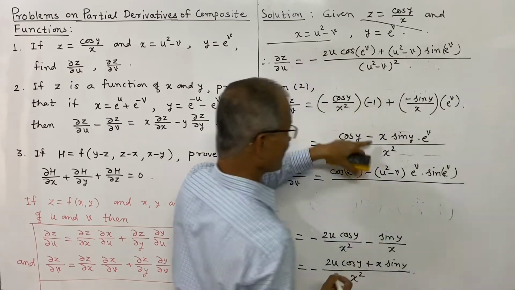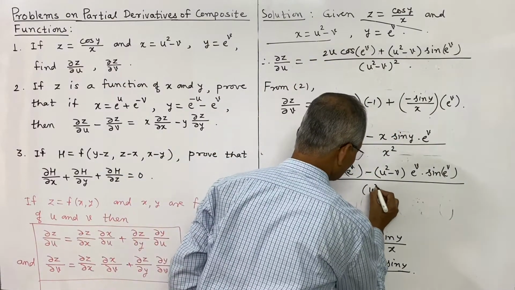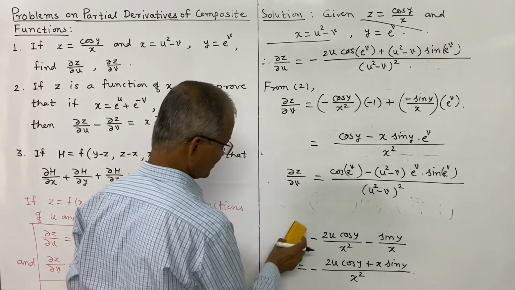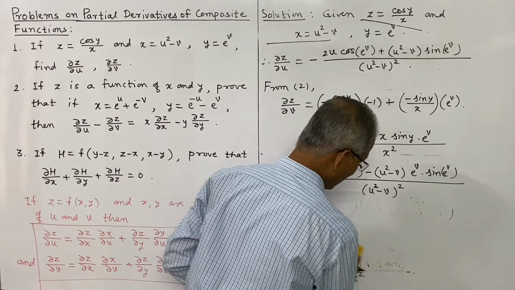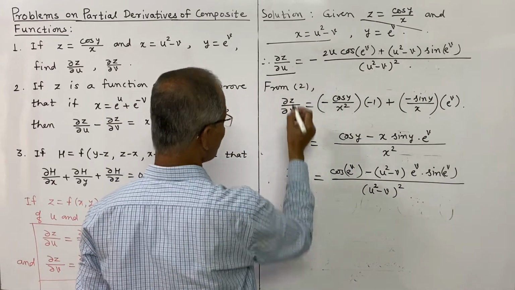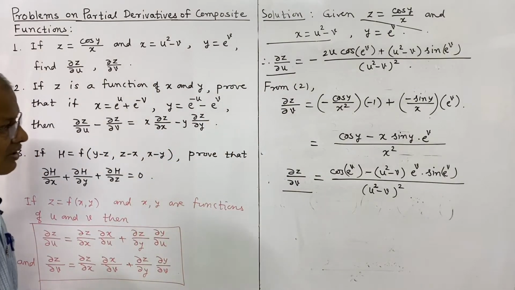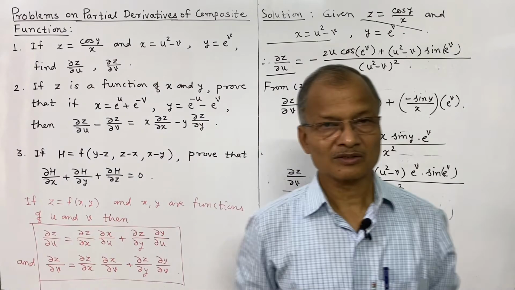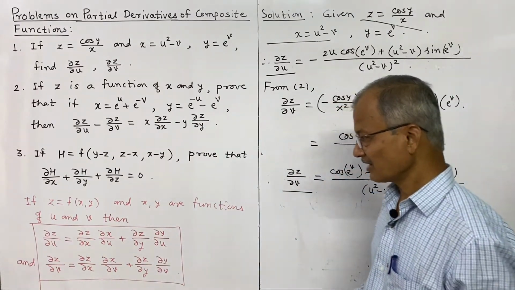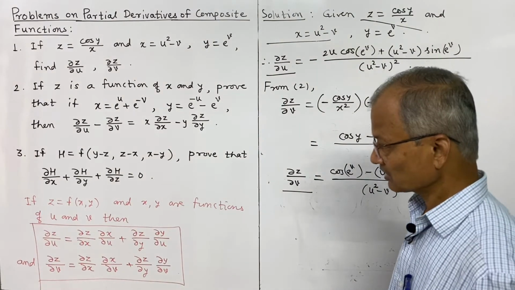Whole is divided by x square. The value of x is u square minus v, whole square. So this is dou z by dou v, and thus we have obtained these two values, partial derivative of z with respect to u and partial derivative of z with respect to v. So what is important in this type of problem is to use the chain rule, and this is the chain rule I have written, and that is to be remembered and used correctly.